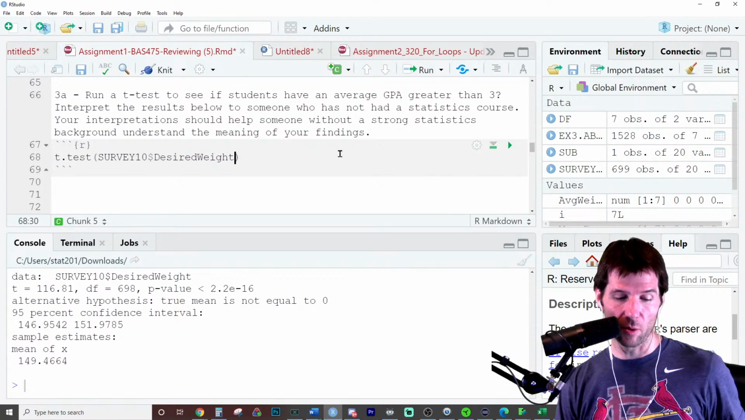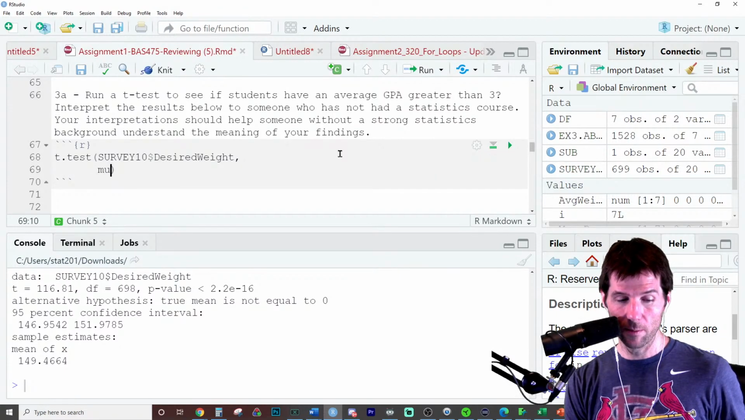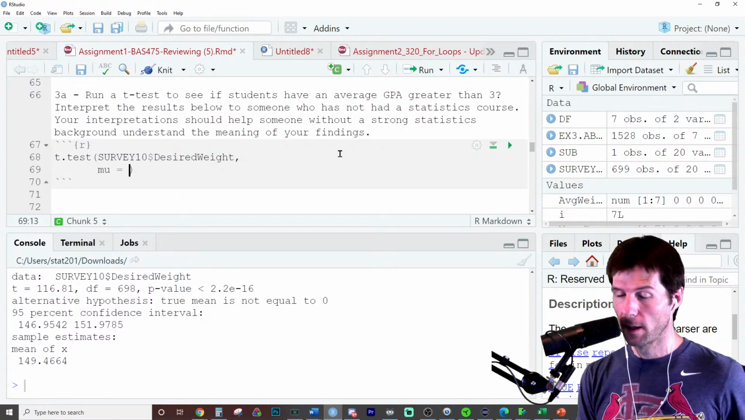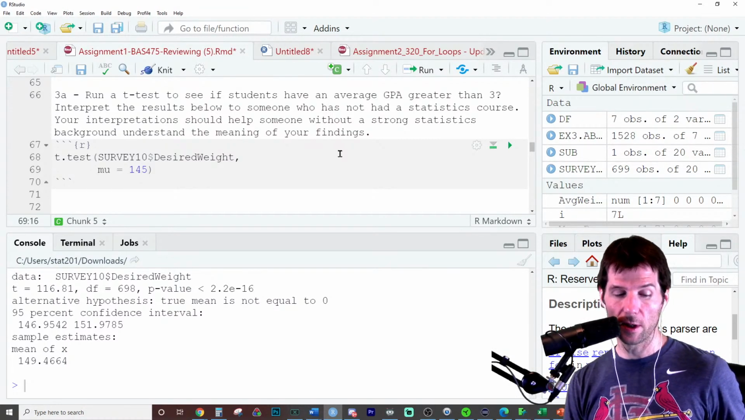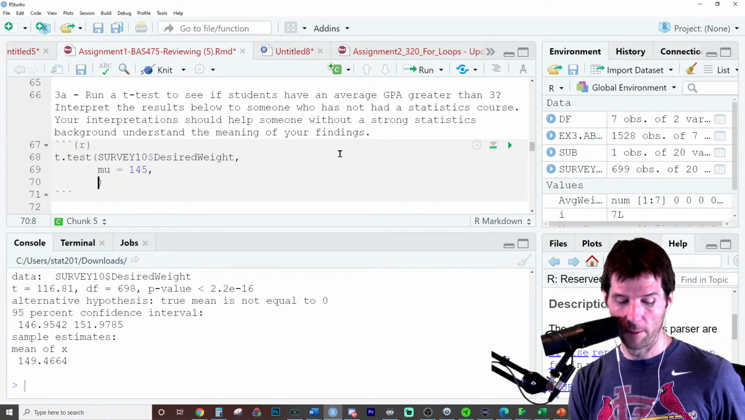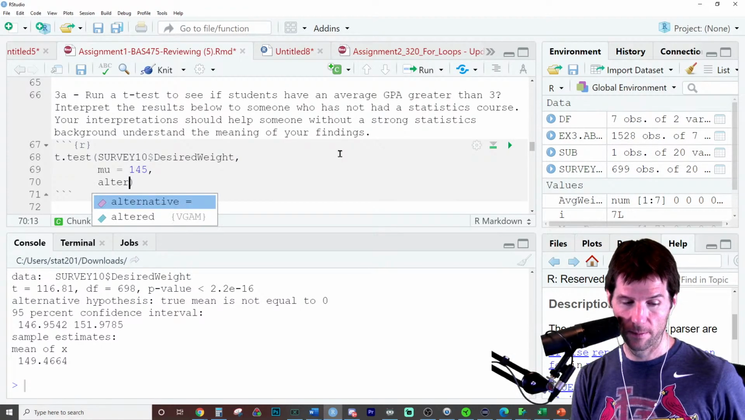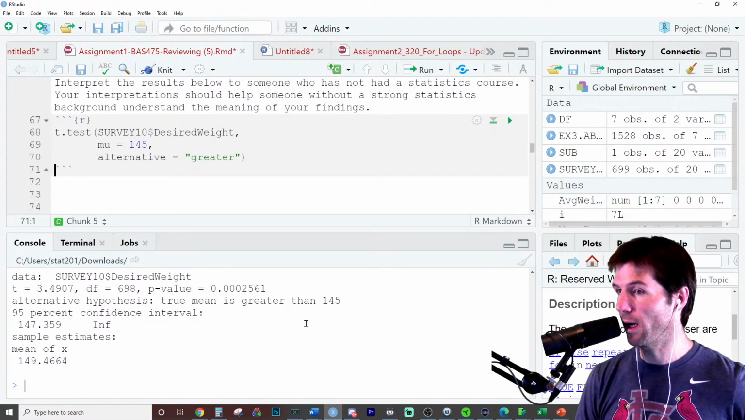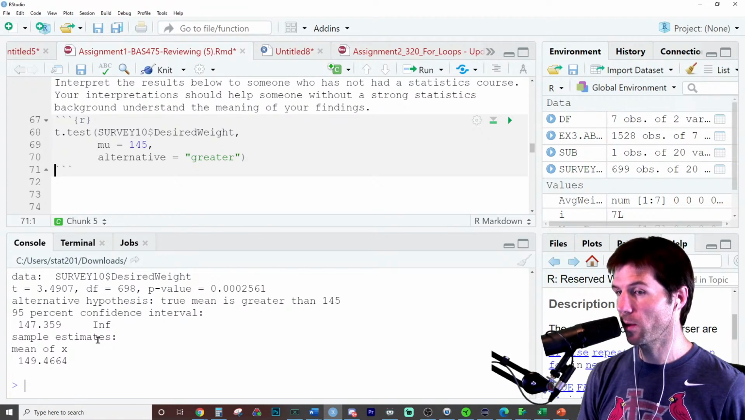Now, we can add in an extra part to this. We can add in mu, which is the value we're testing to see if the mean is equal to. What if we want to ask, do students want to weigh more than 145? We go to alternative. So when we do this, look at the interval.